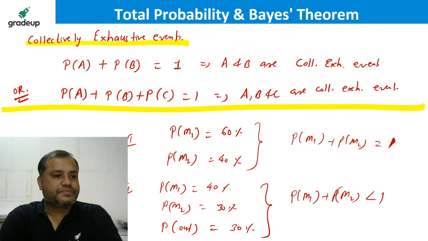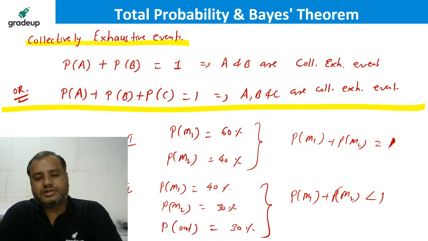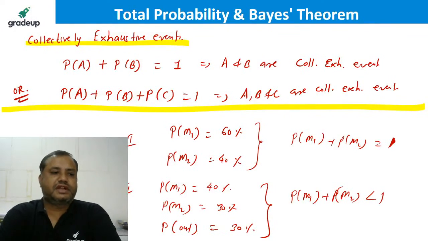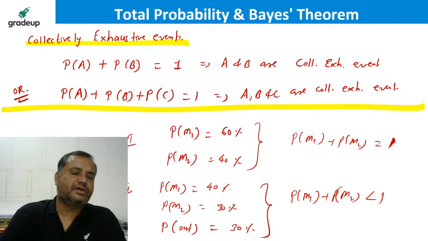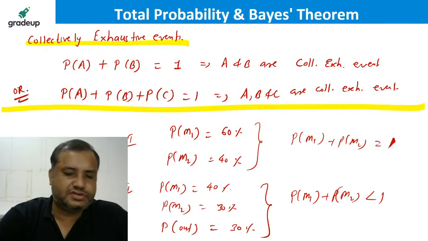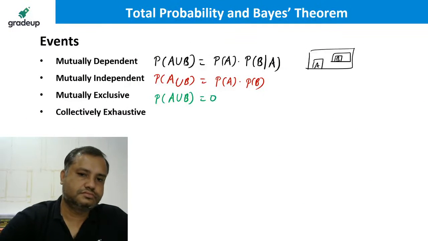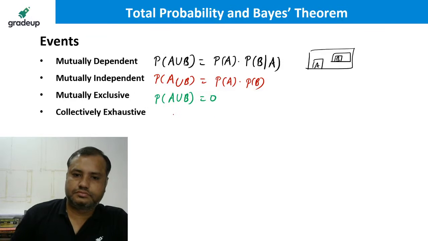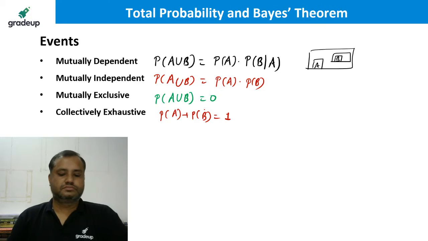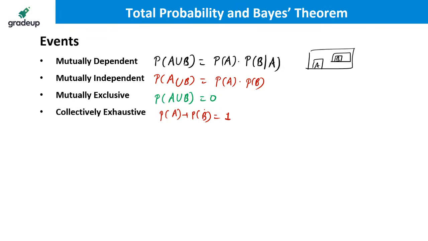Okay. So if the sum of the probabilities of these events is 1, you can say that the set of events are collectively exhaustive. If the sum of the probabilities is less than 1, you have to say that the events are not collectively exhaustive. This is the concept of the events. So we have got 4 events: mutually dependent, mutually independent, mutually exclusive, collectively exhaustive, and there are different conditions. There are different mathematical approaches.